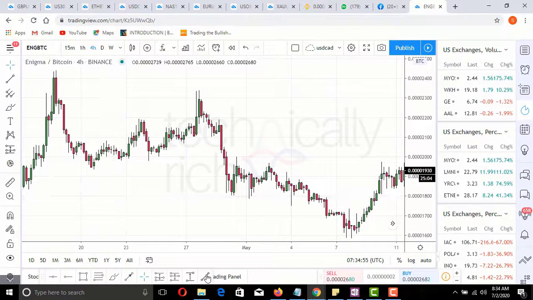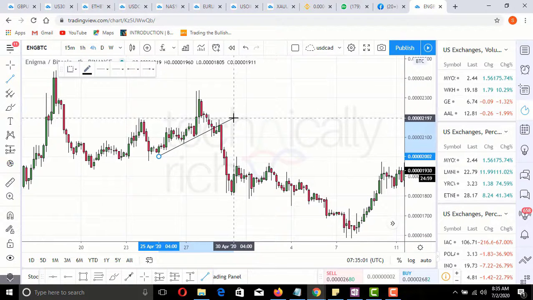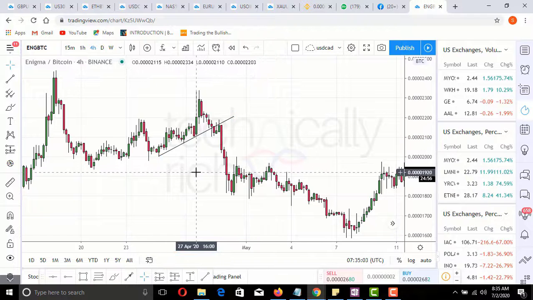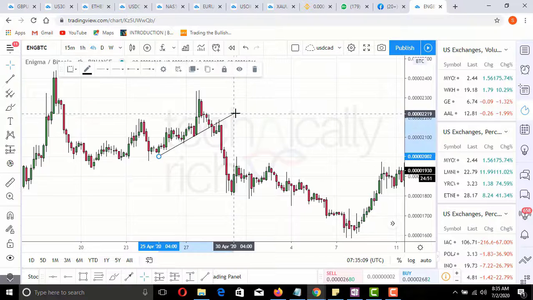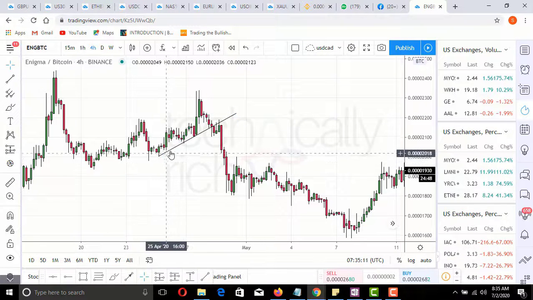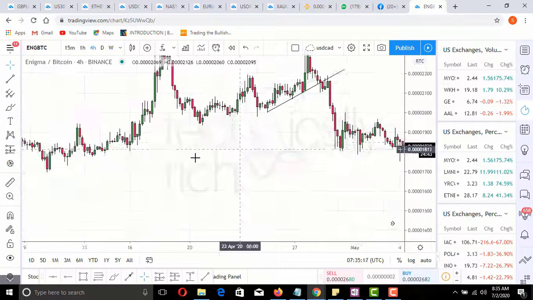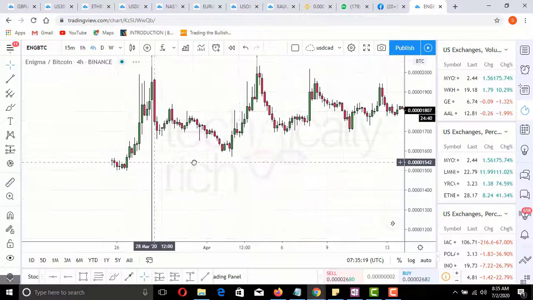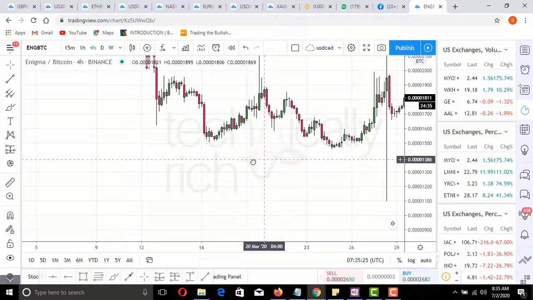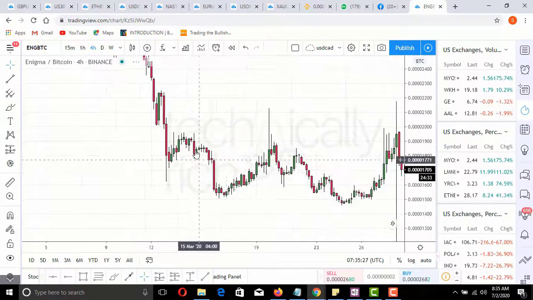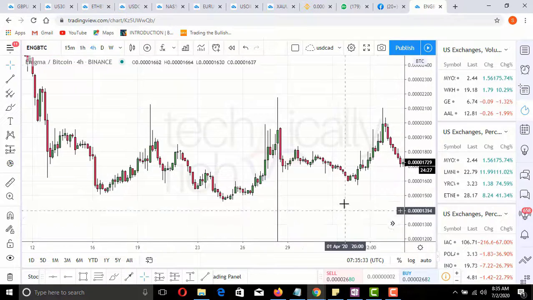Here's another uptrending market. So I can connect one. I can connect 1, 2. So this is very, very valid. Okay, so that is that for a trend line in an uptrend.